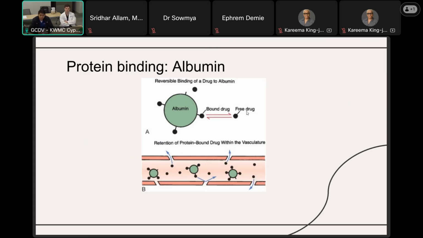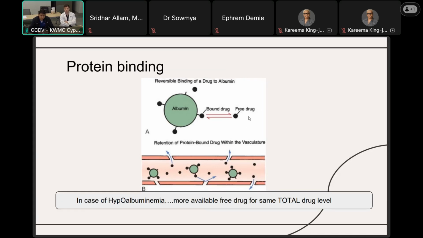In patients with kidney disease who also have hypoalbuminemia, even at the same dose of medication, less medication will be bound and more medication will be available free. Right? Same dose of medication given, because there is less albumin, the bound fraction will be low, and the free drug will be more available, which means the potential for treatment as well as the potential for toxicity will be higher in hypoalbuminemic states. So more free drug is available for the same total drug level. The same dose given, total drug level is the same, but there is more free drug available.